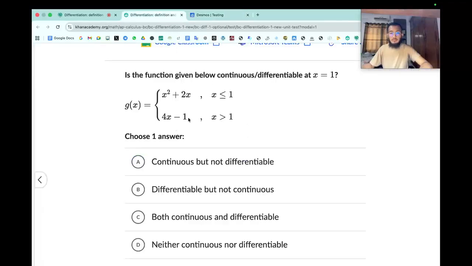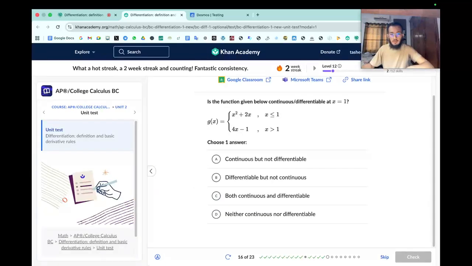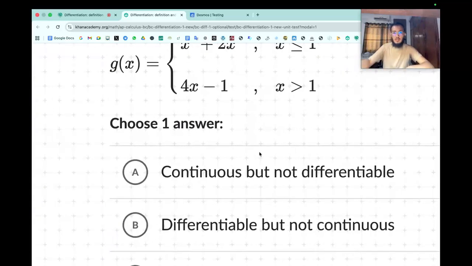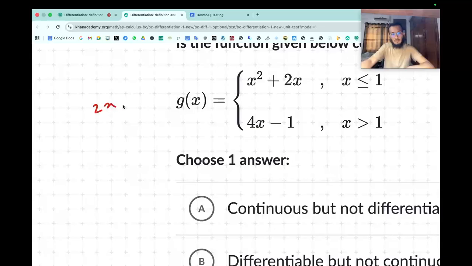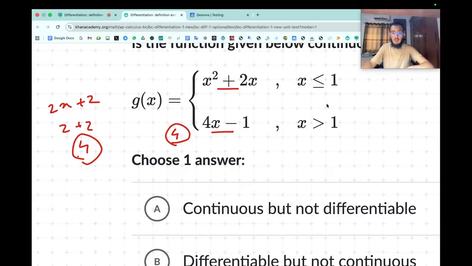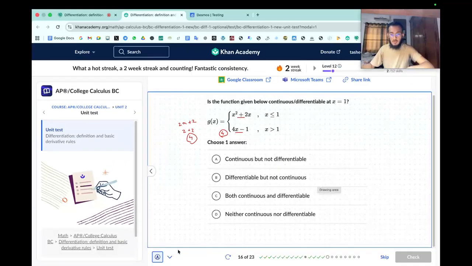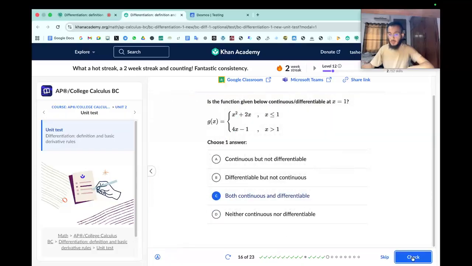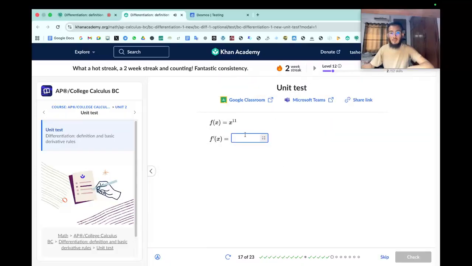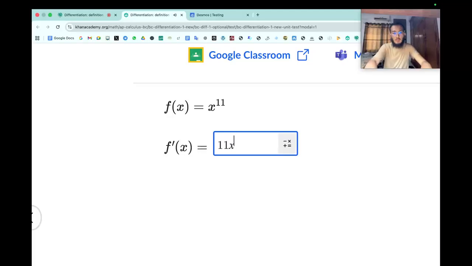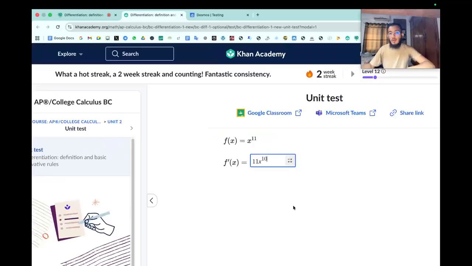Is it differentiable? Let's find the derivative. The derivative of this is 2x plus 2. The derivative of this is 4. If you plug 1 here, 2 into 1 is 2, plus 2, it's 4. Both derivatives lead to the same differentiated values. So yes, it is both continuous and differentiable. Okay, so it's 11x to the power 10. Basically 11 gets multiplied with this and 10 gets reduced by 1.